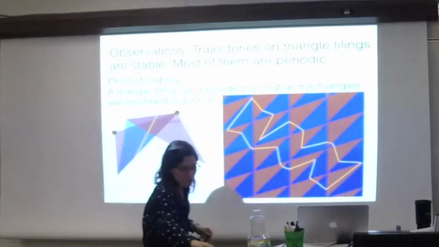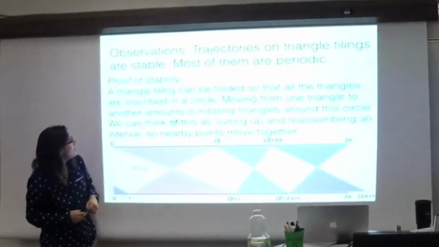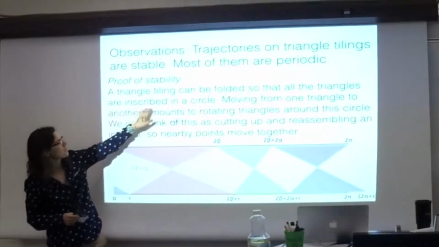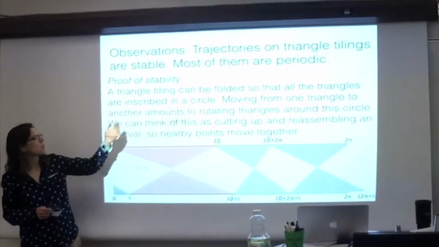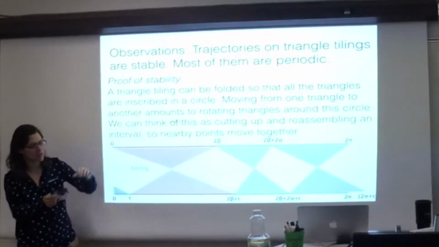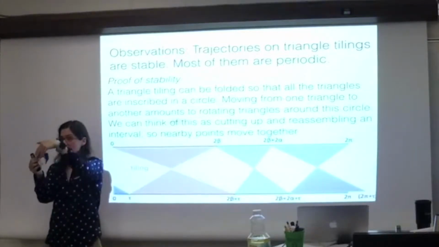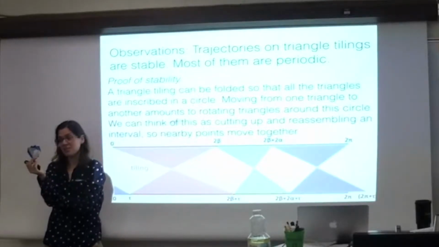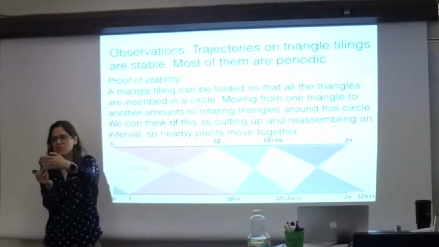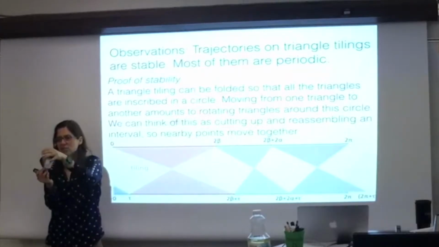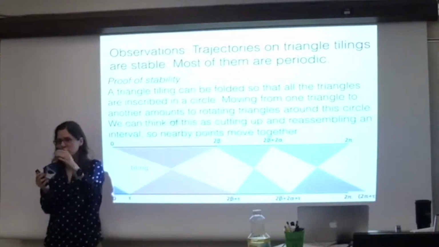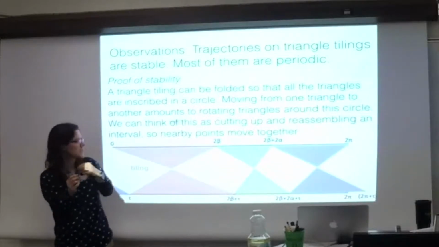Okay, so a triangle tiling can be folded so that all the triangles are inscribed in a circle, and then moving from one triangle to another amounts to rotating triangles around the circle. Right, just rotating around. One thing you could notice is that right now you can only see blue triangles, is that right? And I can only see red triangles. So we are just rotating, and all the blue triangles that you see are rotations of each other, because they all started out in the plane in the same orientation. We folded it, so 2 reflections is a rotation. So that's how they're all rotations of each other.